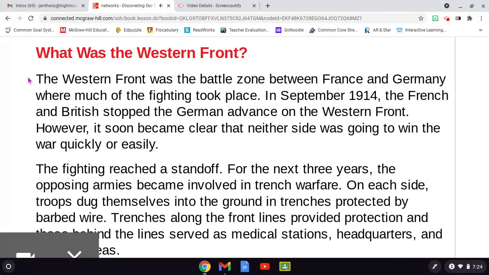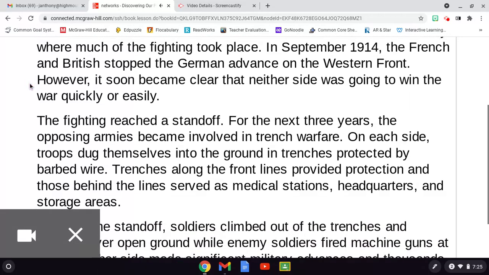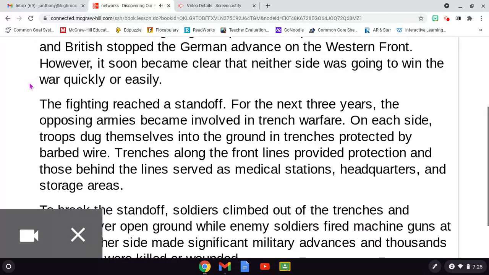In September 1914, the French and British stopped the German advance on the Western Front. However, it soon became clear that neither side was going to win the war quickly or easily. The fighting reached a standoff. For the next 3 years, the opposing armies became involved in trench warfare. On each side, troops dug themselves into the ground in trenches protected by barbed wire.